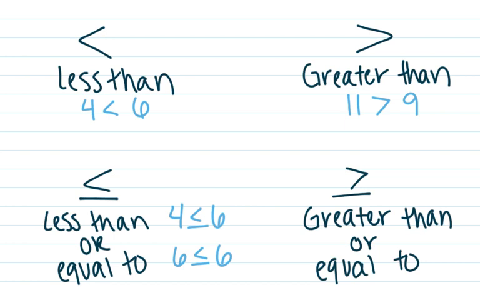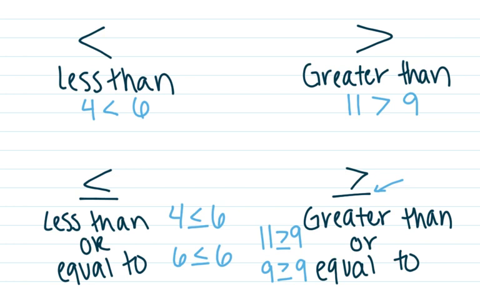Same thing with greater than or equal to. You have the same thing as what you had earlier. 11 is greater than or equal to 9. In that case, 11 is greater than 9. But we could also have 9 is greater than or equal to 9. Because remember, with these symbols that have these little lines on the bottom, that means equal to. That means that 9 can equal 9, okay?